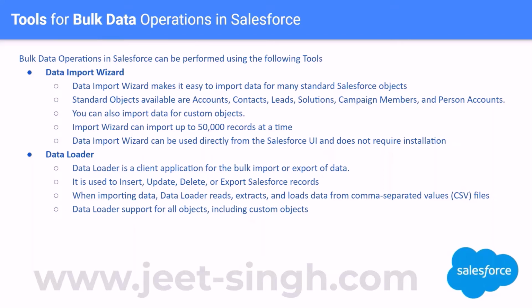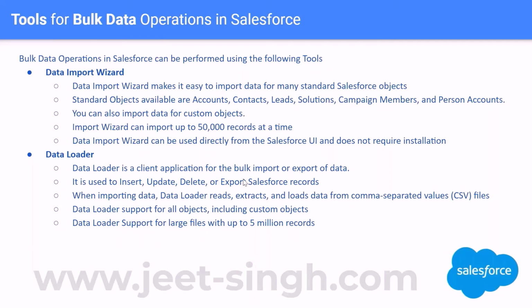Data Loader supports all the objects, including custom objects. So the good thing about Data Loader is that it supports all the objects, standard objects and custom objects. Okay, so in Data Import Wizard, custom objects are supported, all the custom objects, but for standard objects, only a few standard objects were allowed. Most of the standard objects are not supported on Data Import Wizard. All right, Data Loader supports all objects. Data Loader supports large files with up to 5 million records.